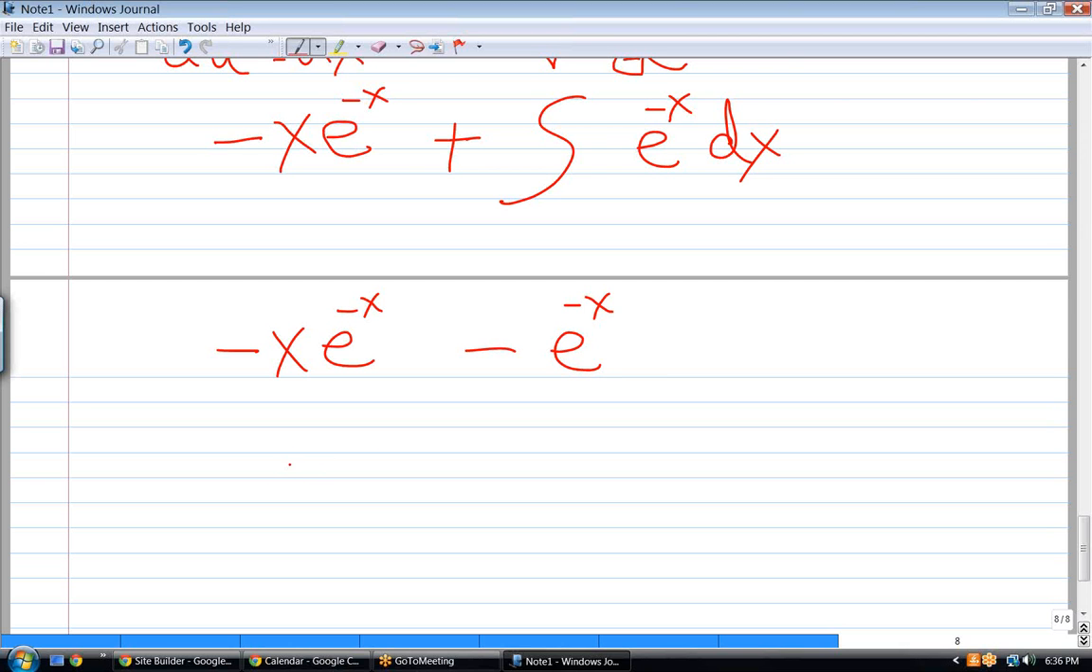What's the next step? Factoring. So we can take out the e to the negative x. We might even want to take out a negative e to the negative x. That's really the greatest common factor. What's left? Negative x? Or just x? x. What about over here?